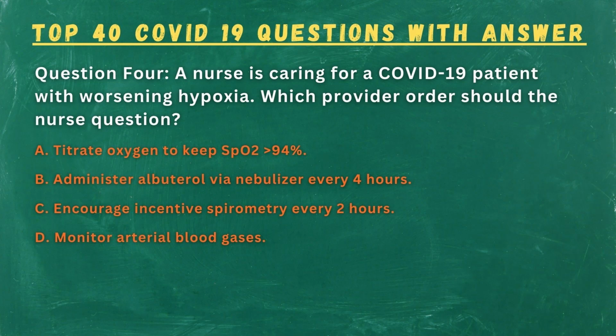Question 4. A nurse is caring for a COVID-19 patient with worsening hypoxia. Which provider order should the nurse question? A. Titrate oxygen to keep SpO2 greater than 94%. B. Administer albuterol via nebulizer every 4 hours. C. Encourage incentive spirometry every 2 hours. D. Monitor arterial blood gases.